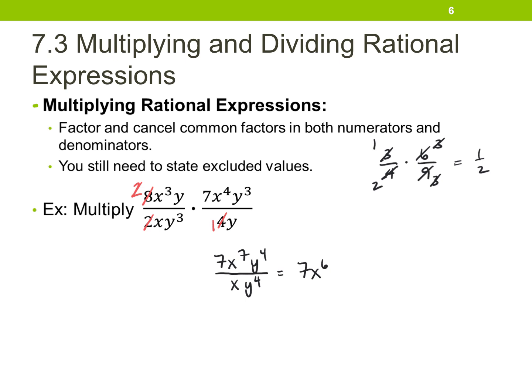Okay, excluded values here is that x cannot equal 0, and y also cannot equal 0 either, because these are both standalone terms. Okay, it's not x plus or x minus, so therefore we say x cannot equal 0, or y cannot equal 0.